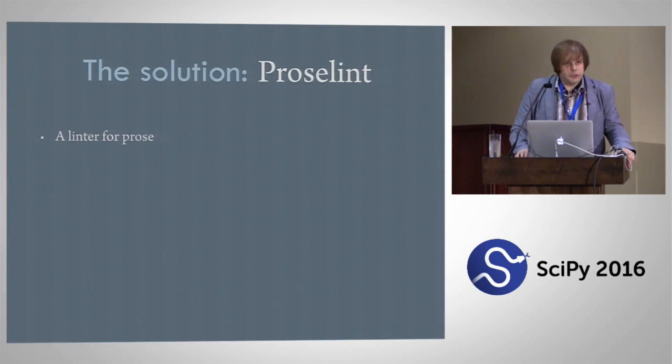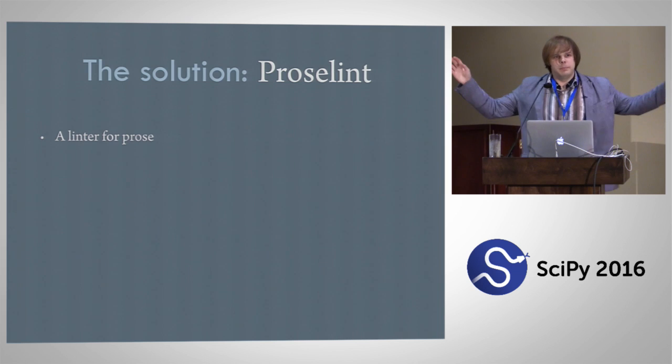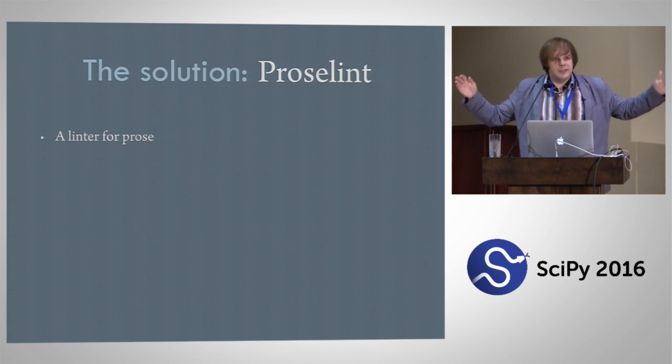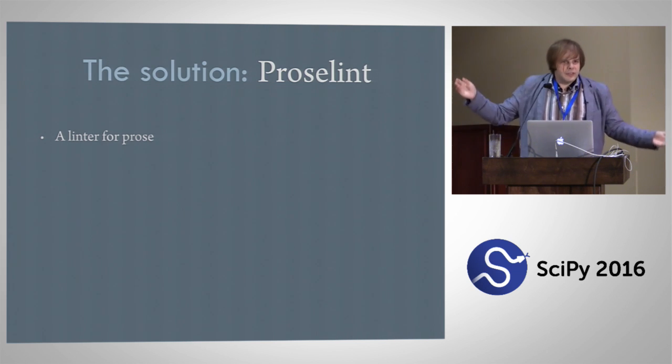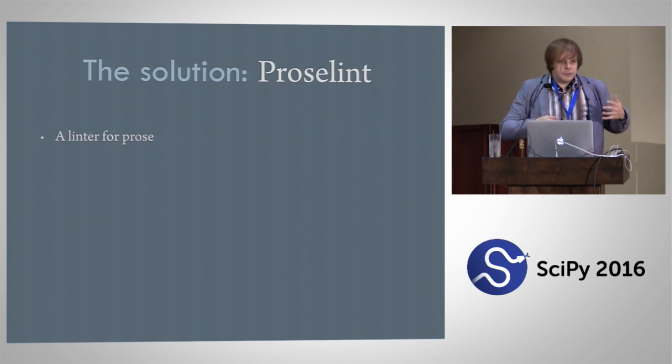So the solution is take the people out of the picture and create a linter for Prose. So Proselint is an open source, BSD licensed linter for English prose, specifically focusing on style and usage.